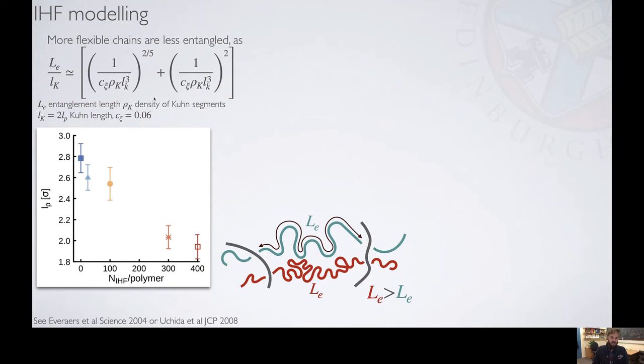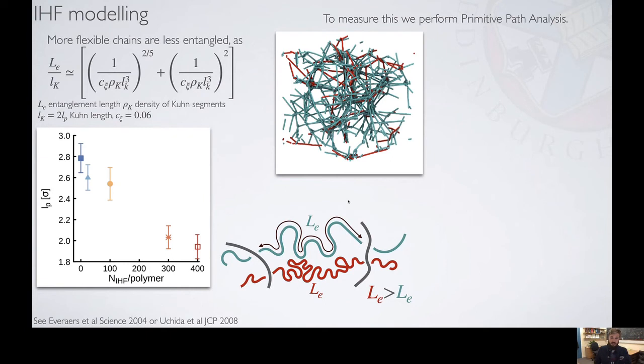And so the prediction is that this quantity, the entanglement length, should go up as the effective persistent length goes down. We can measure this entanglement length by doing primitive path analysis. I don't have the time to go into the details, but basically you fix the points of your chains and you remove all the intra-chain repulsion, and you leave the inter-chain repulsion, and you lower the temperature of the system in such a way that the polymers want to minimize their path in between the points, but when they find an entanglement with other chains, they cannot.